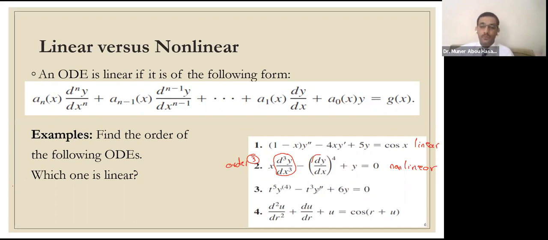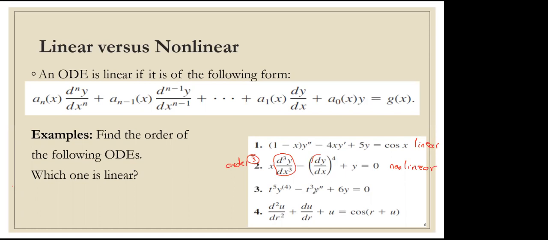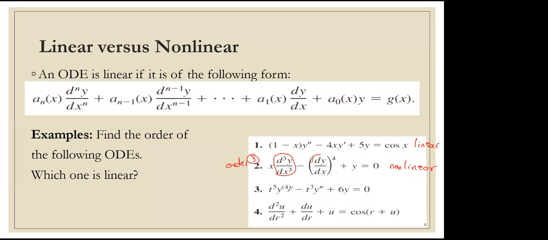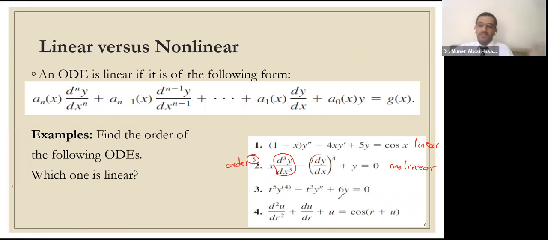Now let us move to equation number 3. What do you think about equation 3, linear or non-linear? Muhammad said linear. What do you think, Muhammad, about y to the power 4 between brackets? It's the fourth derivative. So this equation is also linear, because y and its derivatives have power 1. So this equation is linear.